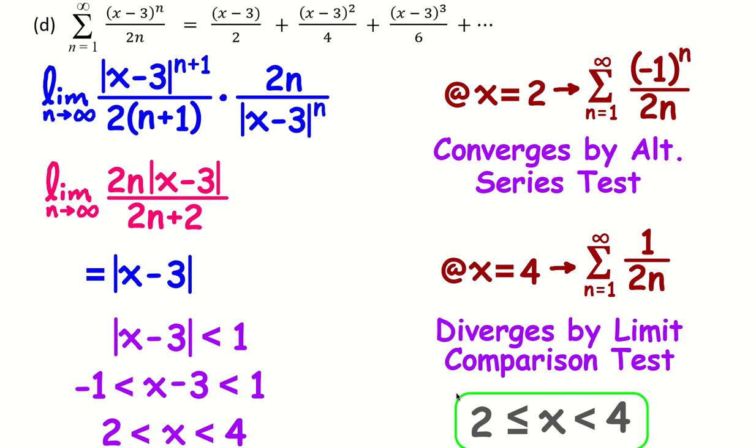So check it out. Here, look very carefully. 2 is less than or equal to. Here it's just less than. So it converges at 2. It does not converge at 4. So our overall interval of convergence is this. And if you had to break it up, as far as converging absolutely and converging conditionally, this is where it converges absolutely, and it converges conditionally at x equals 2, and only x equals 2.